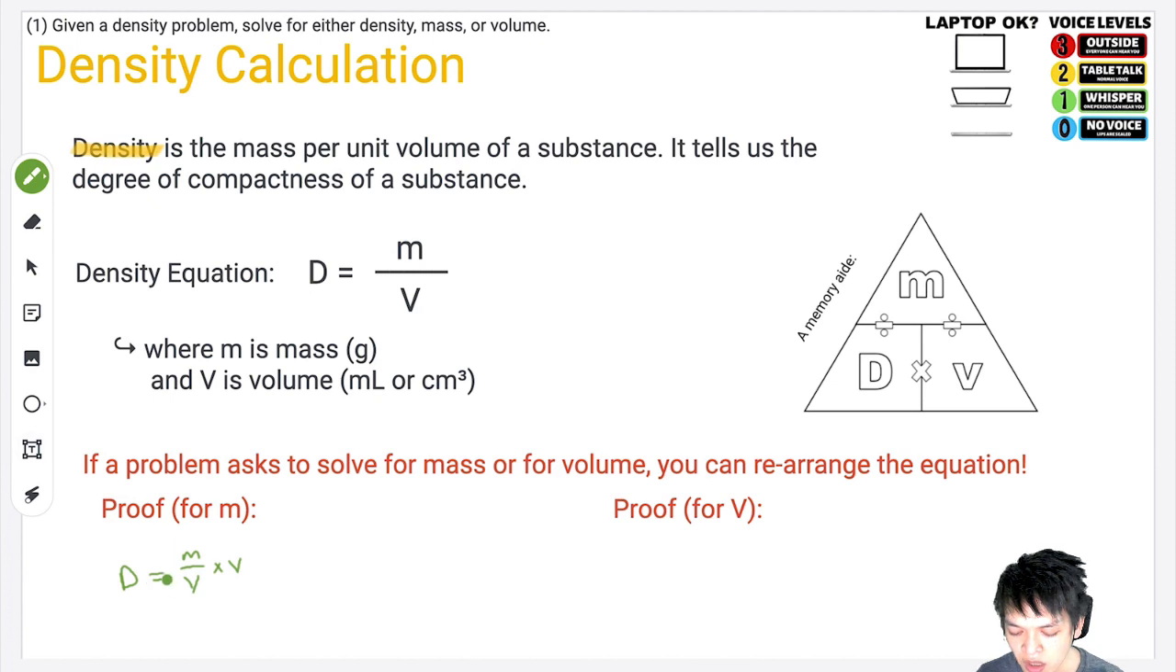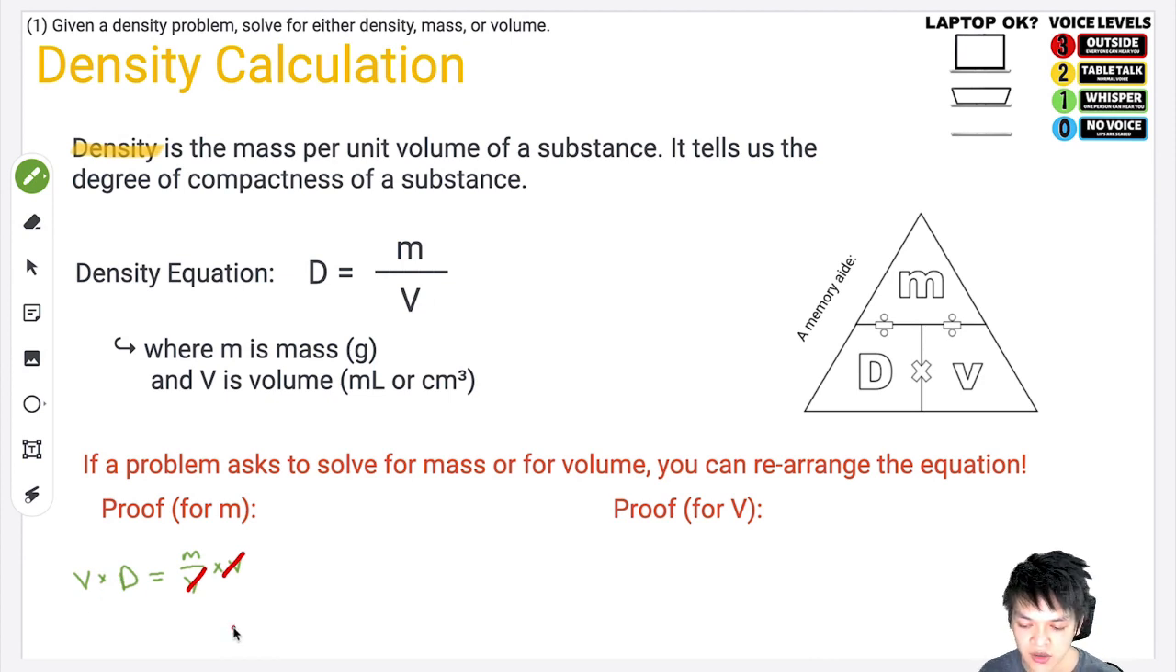But this is an equality. And hopefully you remember that if you multiply by volume on the right side, you have to multiply by volume on the left side. Now, on the right side, what cancels out? Volume and volume. What's left? Mass. So, mass is equal to density times volume, or mass is equal to volume times density.